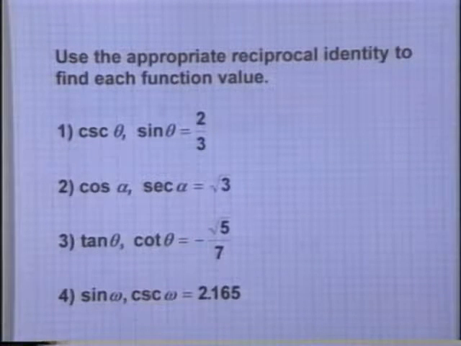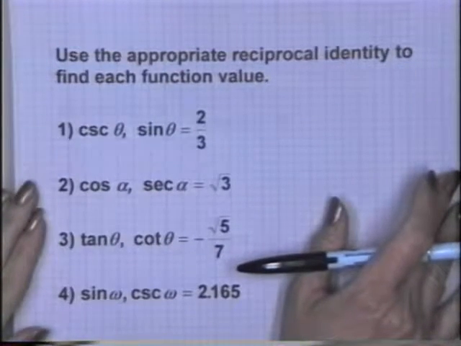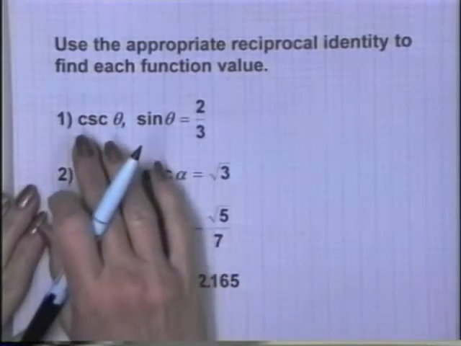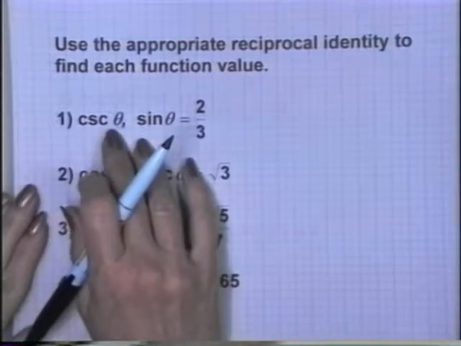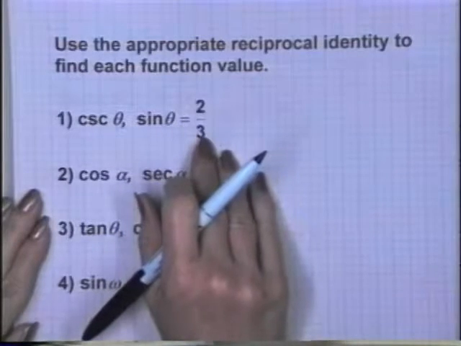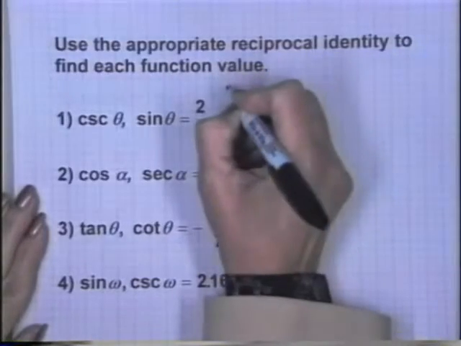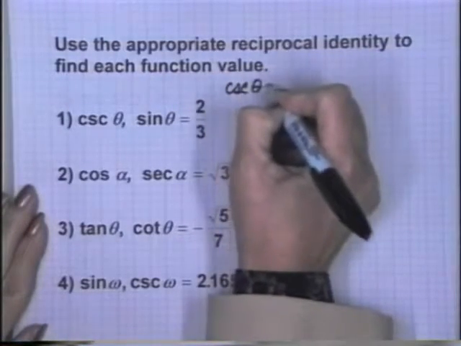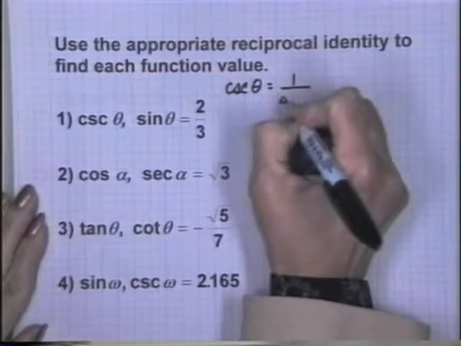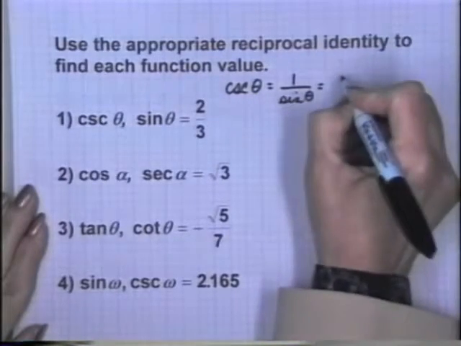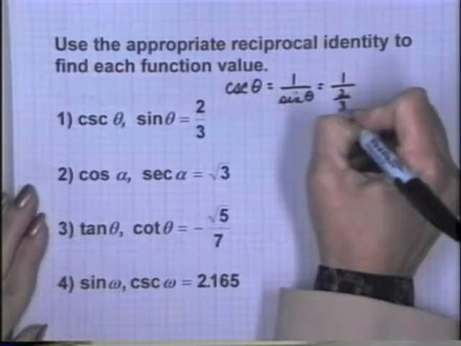Now, let's work some problems that require us to know these reciprocal identities. The instructions say use the appropriate reciprocal identity to find each function value, and the first problem we have says cosecant of theta, and that's what we're supposed to find, the cosecant of theta, and we know that the sine of theta is 2/3. Well, there's a short way and a long way. I'll start off the long way.